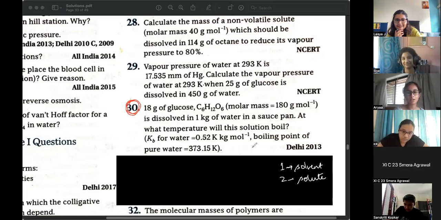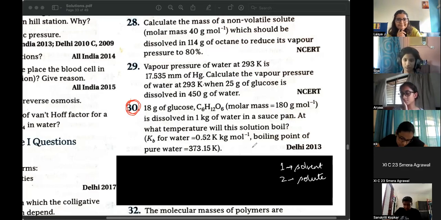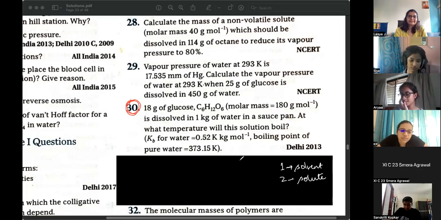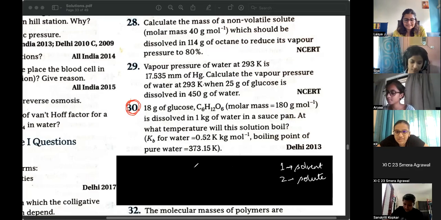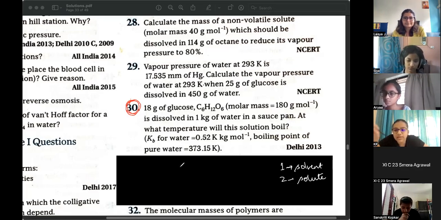Arya, I ain't even remotely close. I have a feeling instead of dividing by 10, you multiply it by 10. Isliye aisa aa raha hai. We need to find TB, right? Yes. So TB minus T naught B is equal to delta TB, right? Yes.